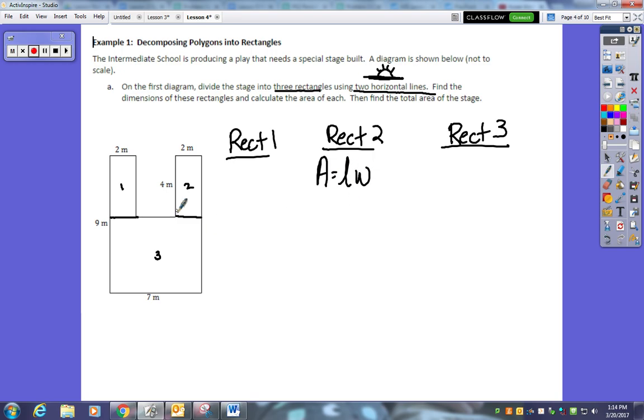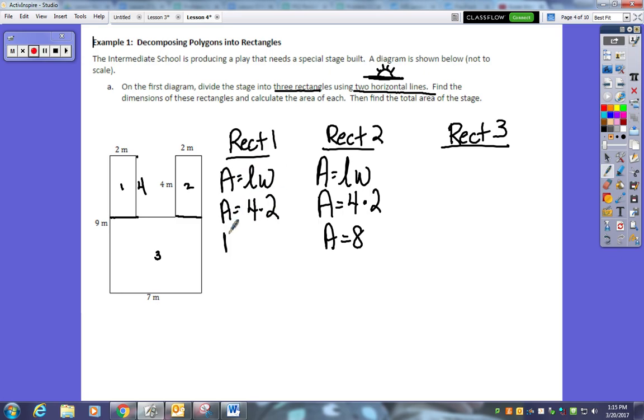It's clear to see the sides are already here, so this is 4, this is 2. So 4 times 2 is 8. So this has an area of 8. Now, looking at this, we can see from here to here and here to here are the same side length, so this would also be 4, meaning that rectangle 1 is the same size. So it's a 4 by 2 rectangle, meaning it has an area of 8.